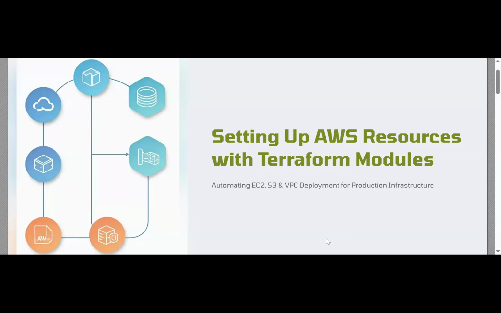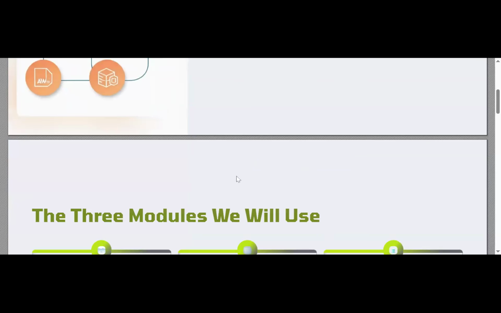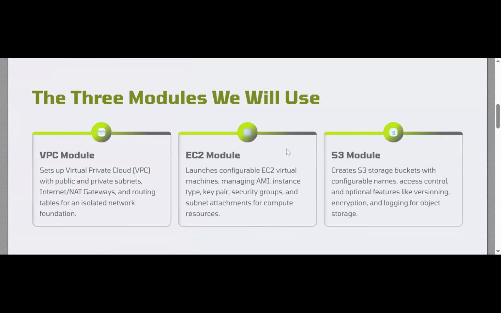Okay, so setting up your AWS resources with the Terraform modules. I think we have done it yesterday: VPC, EC2, S3 bucket, deployment of a production instance. So there are three modules we will be using. We created the VPC module, EC2 module, and S3 module. The VPC sets up our virtual private cloud with public and private subnets, an internet gateway, and routing tables for an isolated networking foundation.